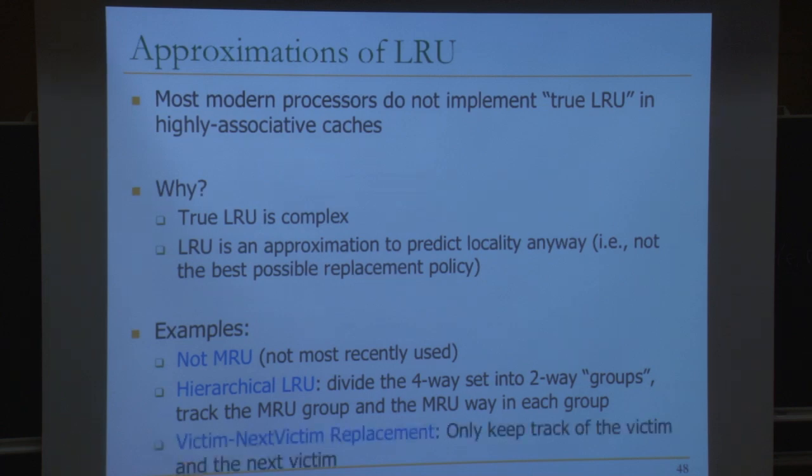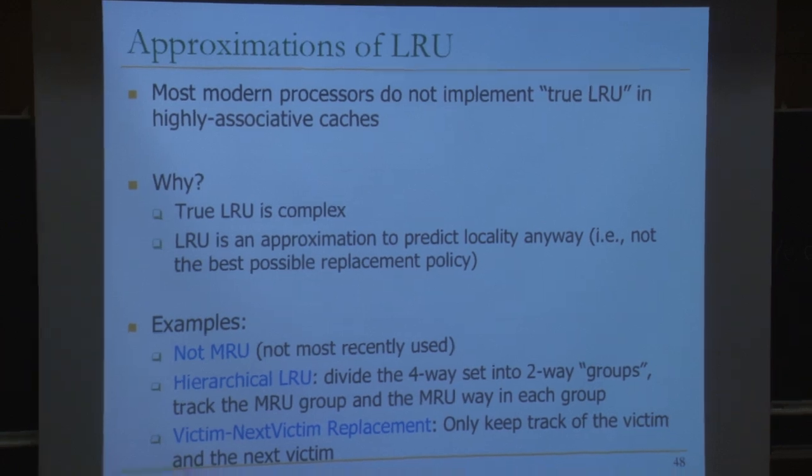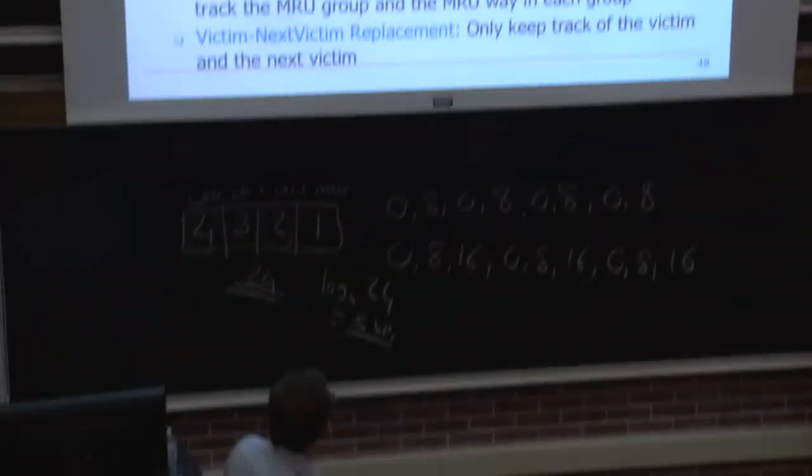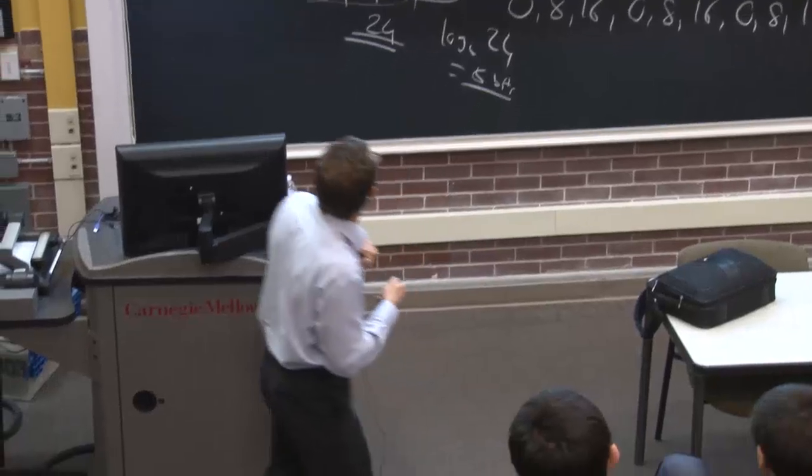And there's another replacement policy called victim next victim, which keeps track of the victim and the next victim only. So this is, again, another approximation. And these are all implemented in past processors. People do not tell what policies their caches implement anymore. But it's very likely that existing processors use something similar to these.